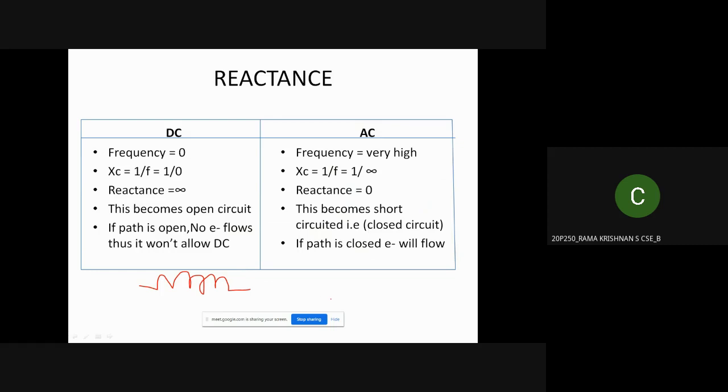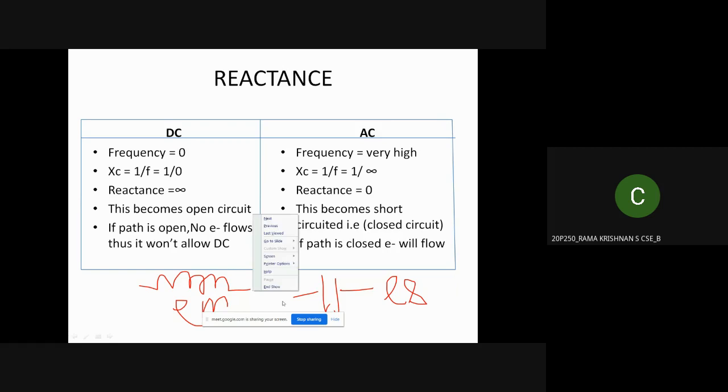Now, the basic difference between capacitor and inductor is what? A capacitor is a device which stores energy in the form of electrostatic energy, but an inductor stores energy in the form of electromagnetic energy. We know that a capacitor can block DC, while an inductor will be able to block AC.